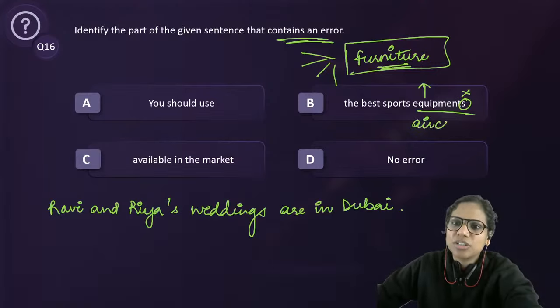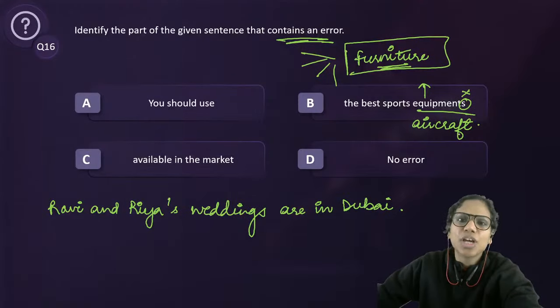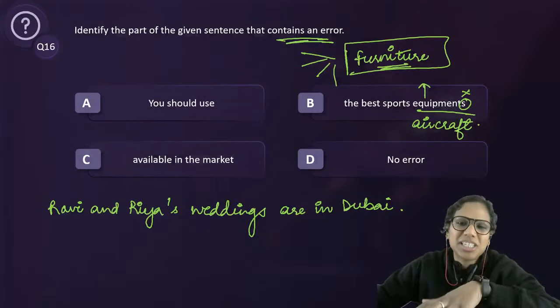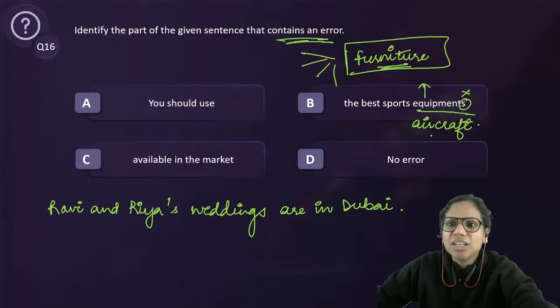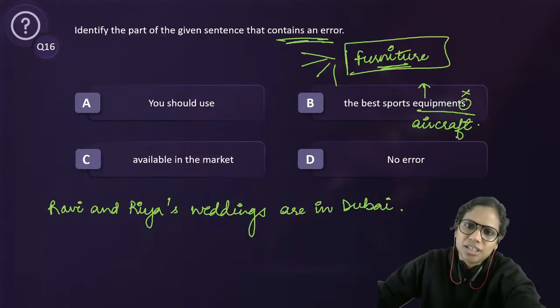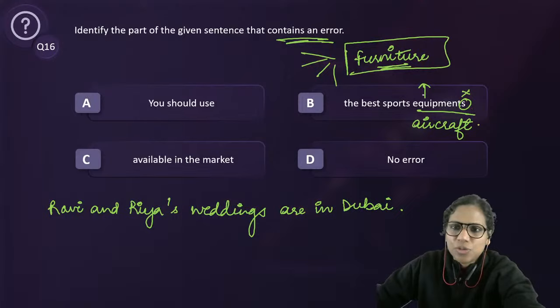Similarly, aircraft. The plural of aircraft is aircraft only, not aircrafts, because when I say aircraft, I refer to all the planes that you have. So many aircraft, single aircraft. Equipment, again the same logic. Furniture, the same logic. So B is erroneous here.